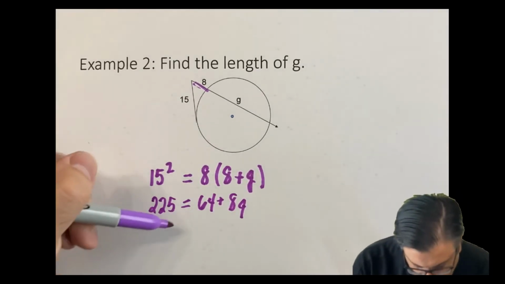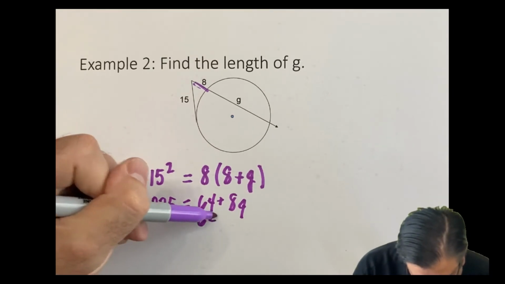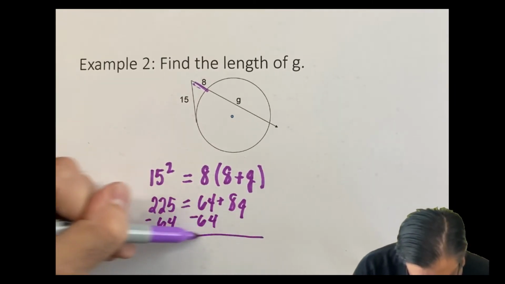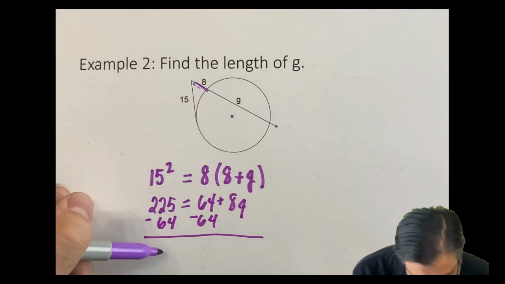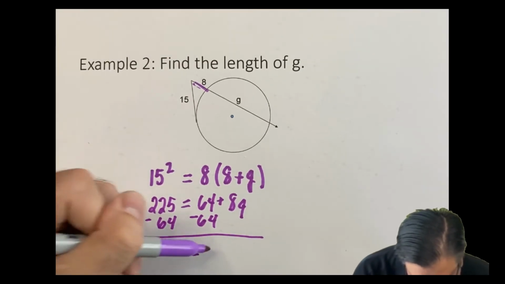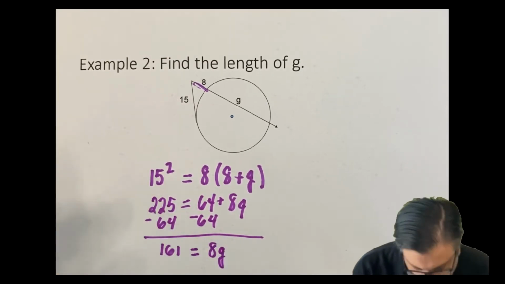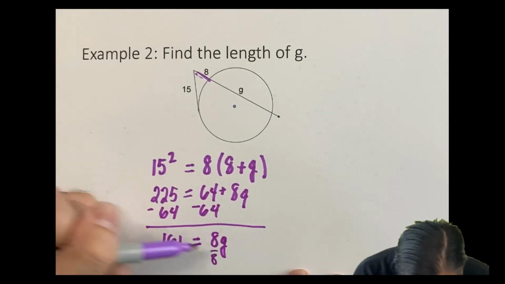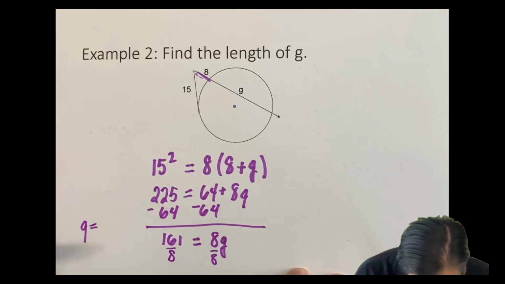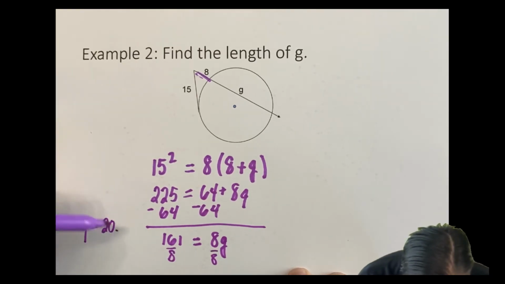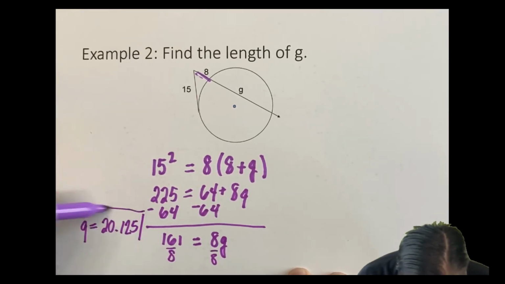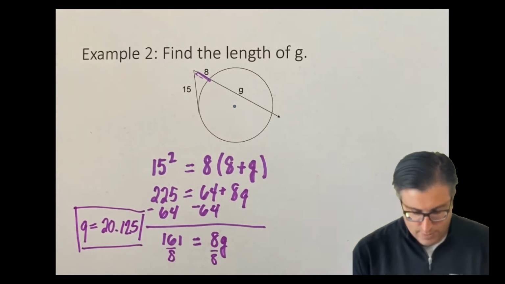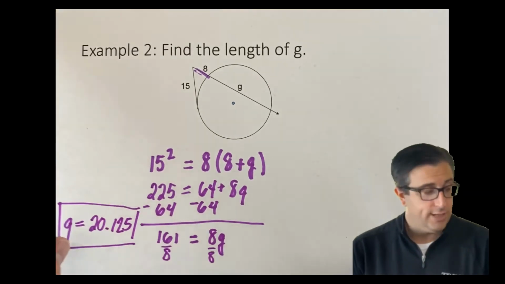I'm going to solve this equation by subtracting 64 to both sides. And I find out that 225 minus 64 is 161 equals 8G. Divide both sides by 8. I find out that G equals 20.125. That is the length of G.